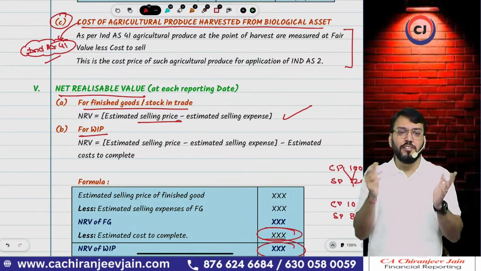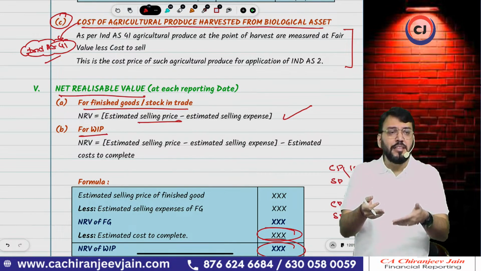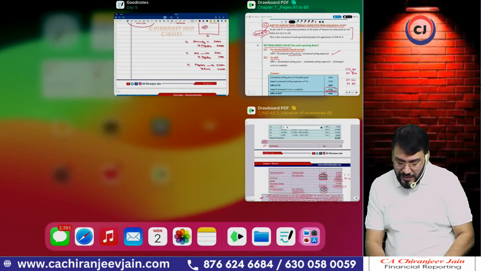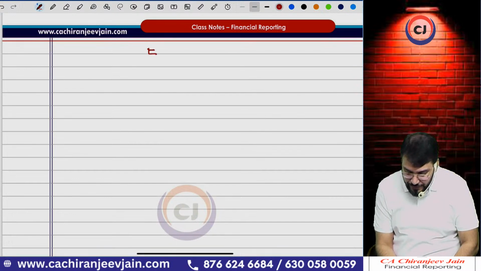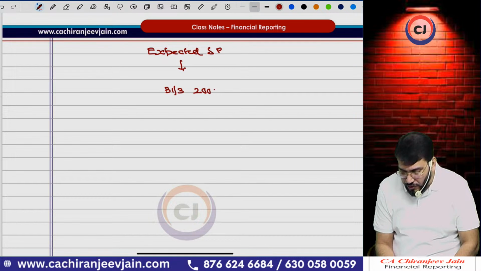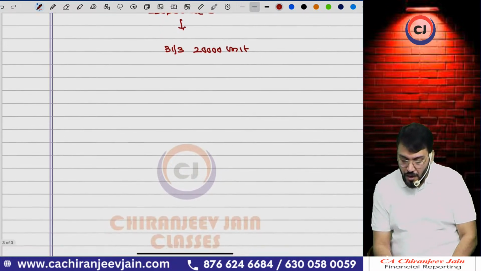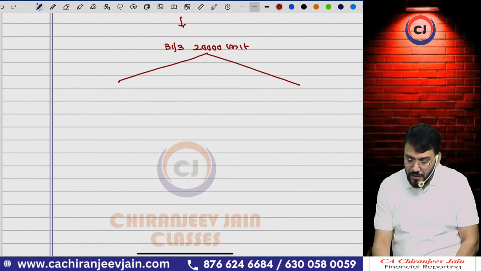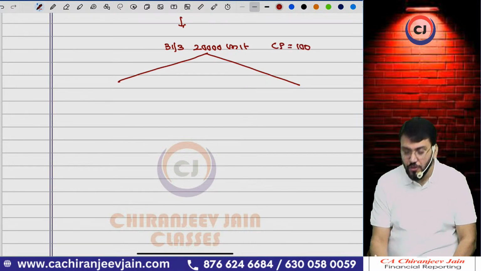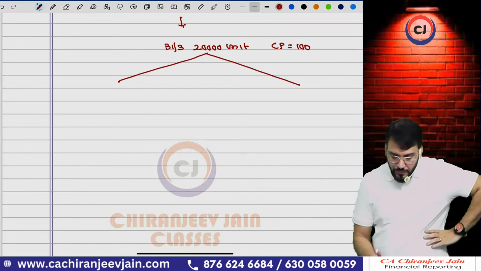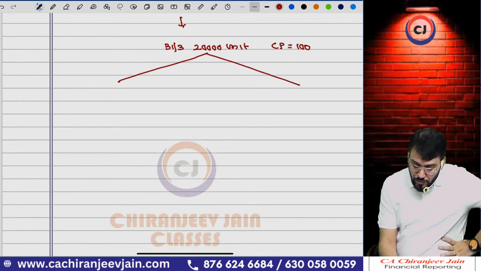It is not a market price. It is not a quoted price. So what is this? This is the sale price which is expected by the management. But how to determine that? So let me give you one case study for that. What will be the expected sale price? Suppose on 31st March you have 20,000 units left. Out of this 20,000 units, and suppose the cost price is 100. That will be known to you. Already calculated.